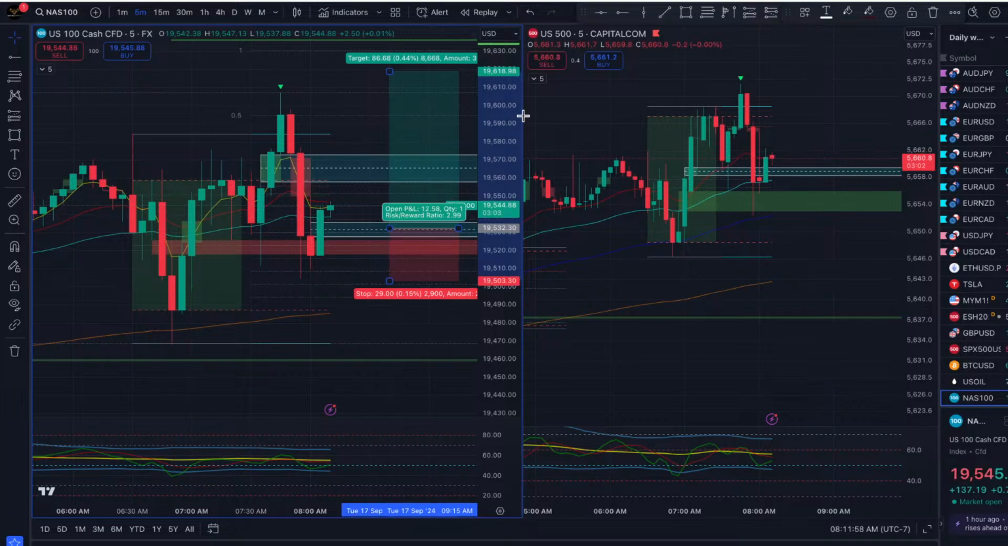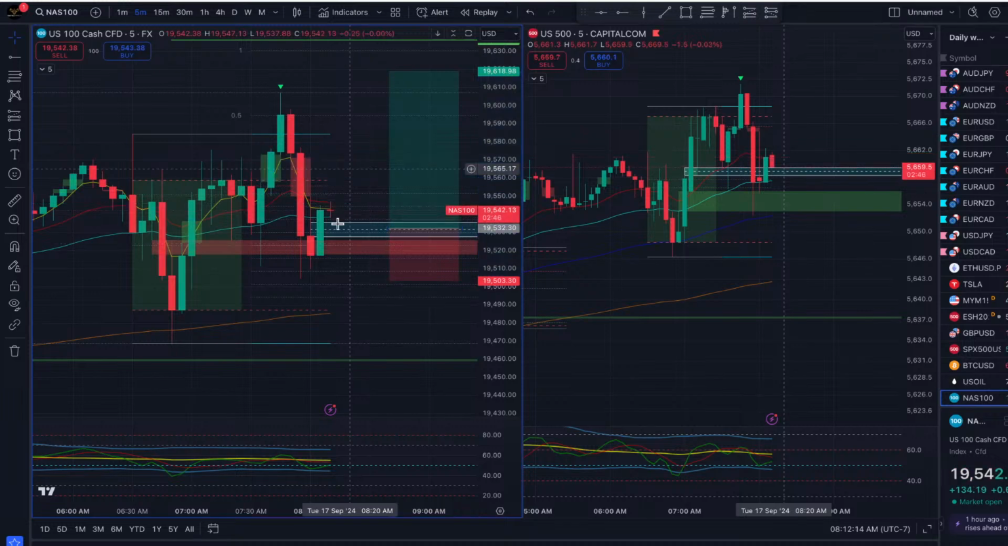We do want to see this thing start moving though. We do have a fair value gap here. This one's been violated. But we do have a fair value gap right here, which it could also use to push down. So we want to see it actually push through this as quickly as possible.